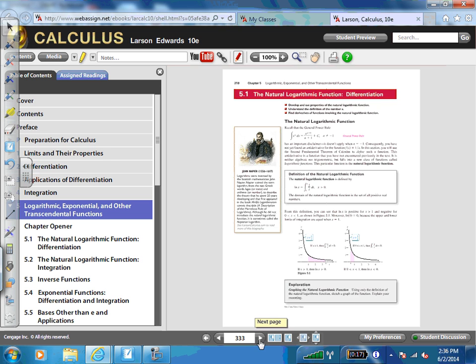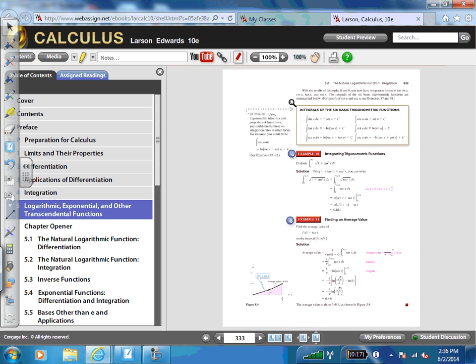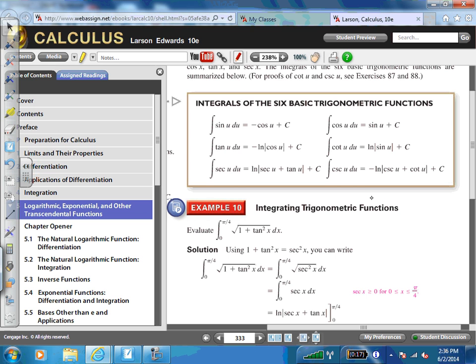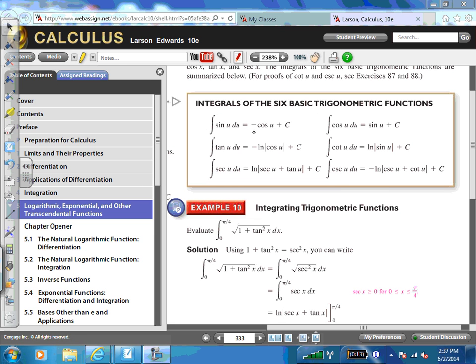Let's do it the old-fashioned way. So those are integration rules for our 6 basic trig functions. So these two we already knew. Basically, the derivative of sine is cosine, so the antiderivative. The derivative of cosine is negative sine, so hence this one. But the other ones involve natural log.